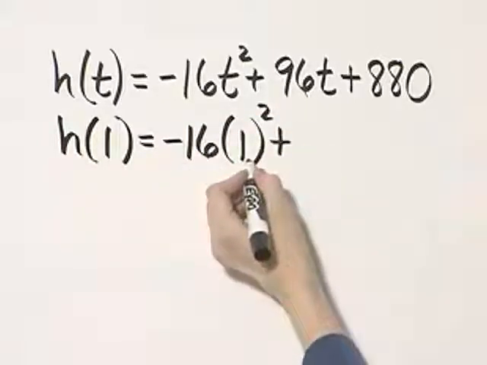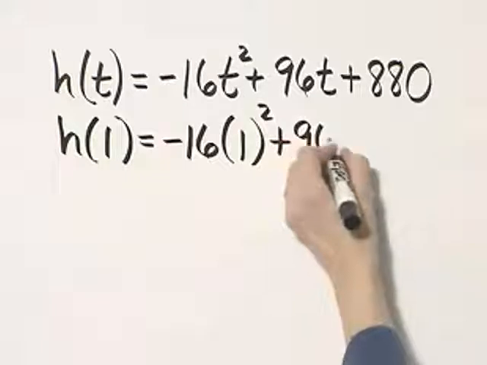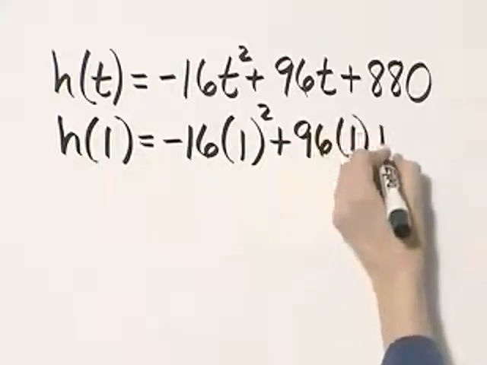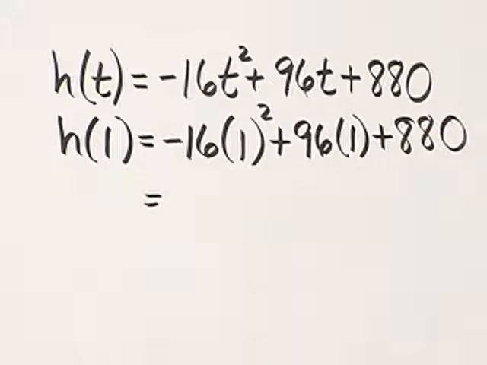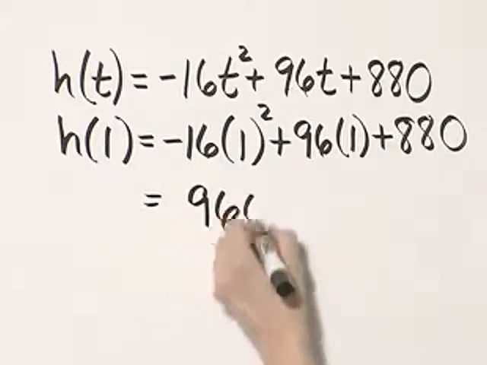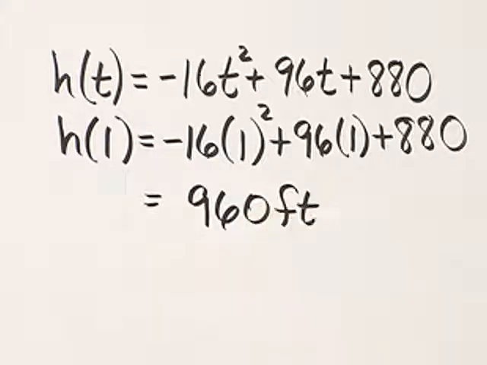So it's negative 16 times 1 squared plus 96 times 1 plus 880. And if you simplify that expression on the right, you'll have 960, and that stands for 960 feet. So after 1 second, the height of the pebble is 960 feet.